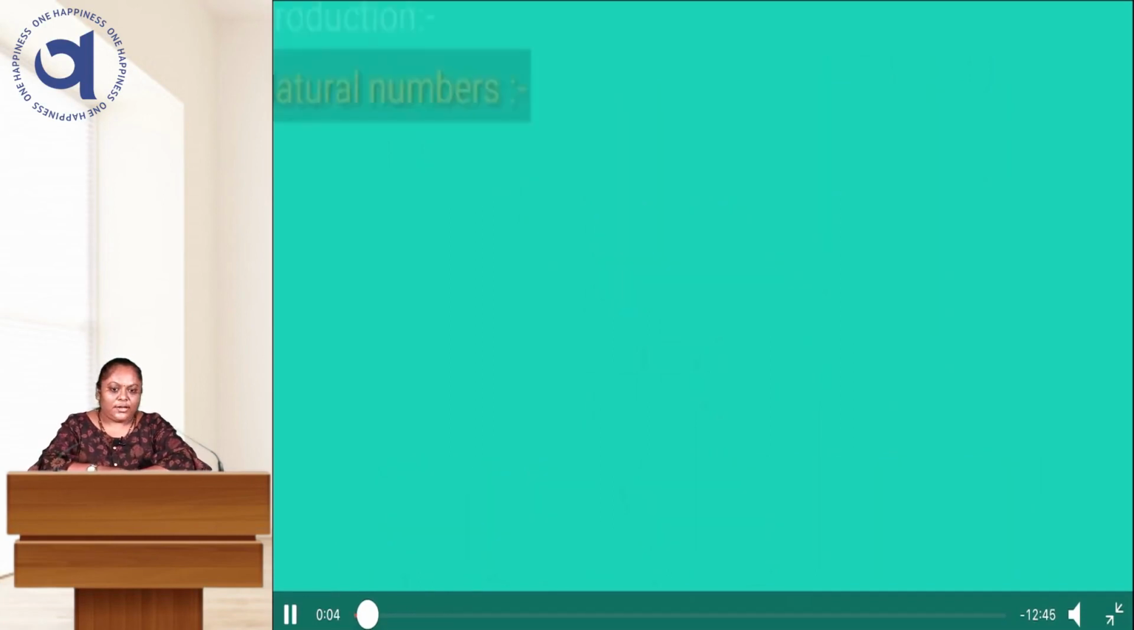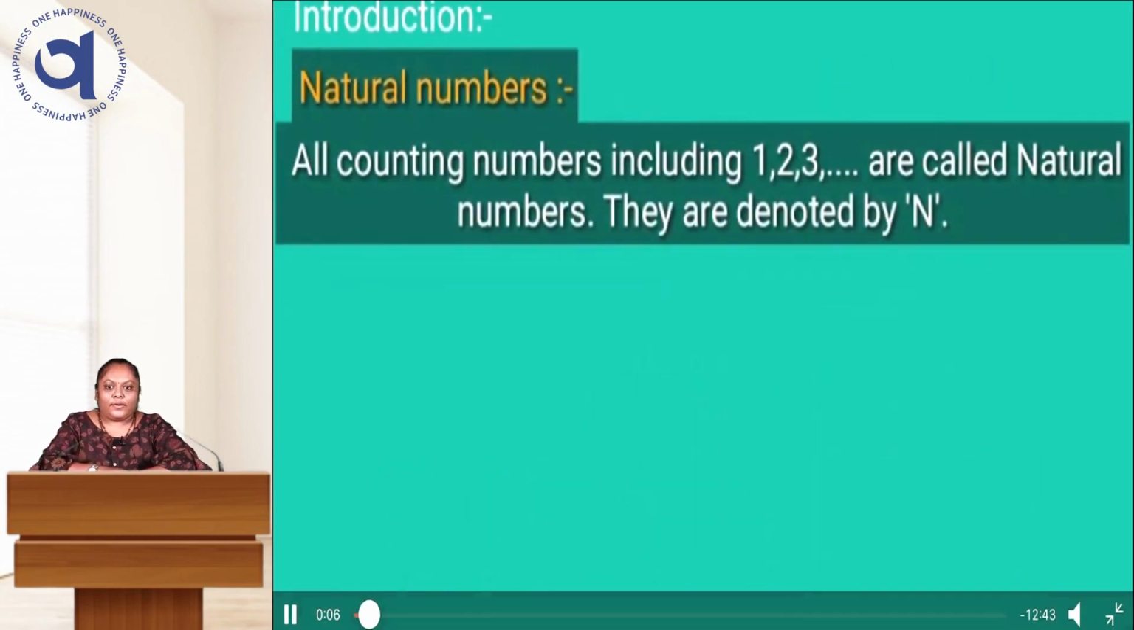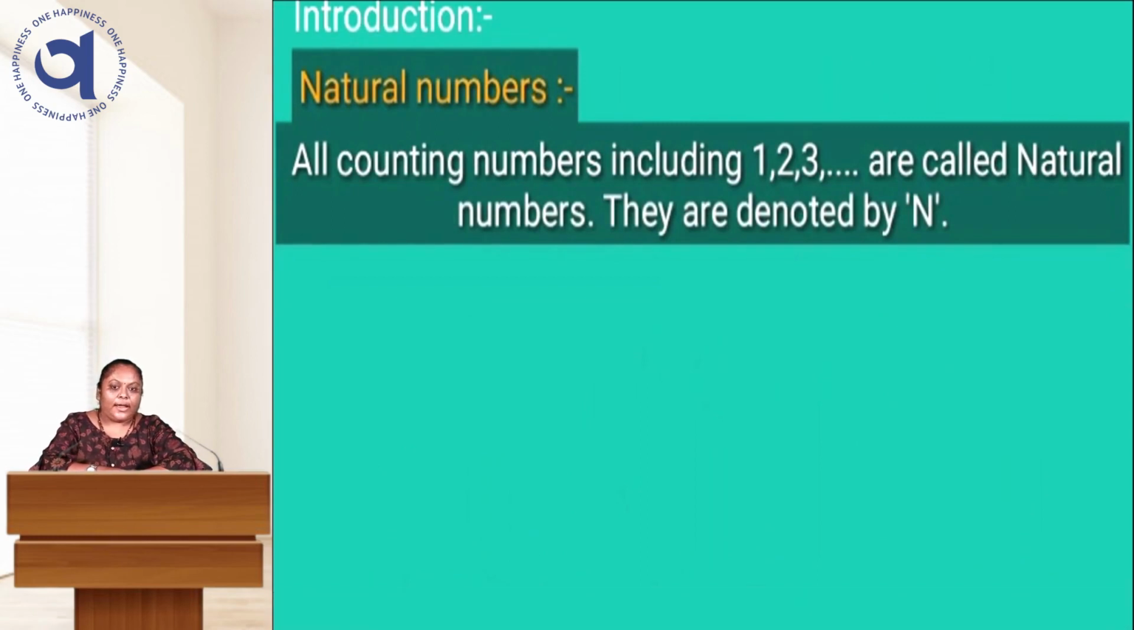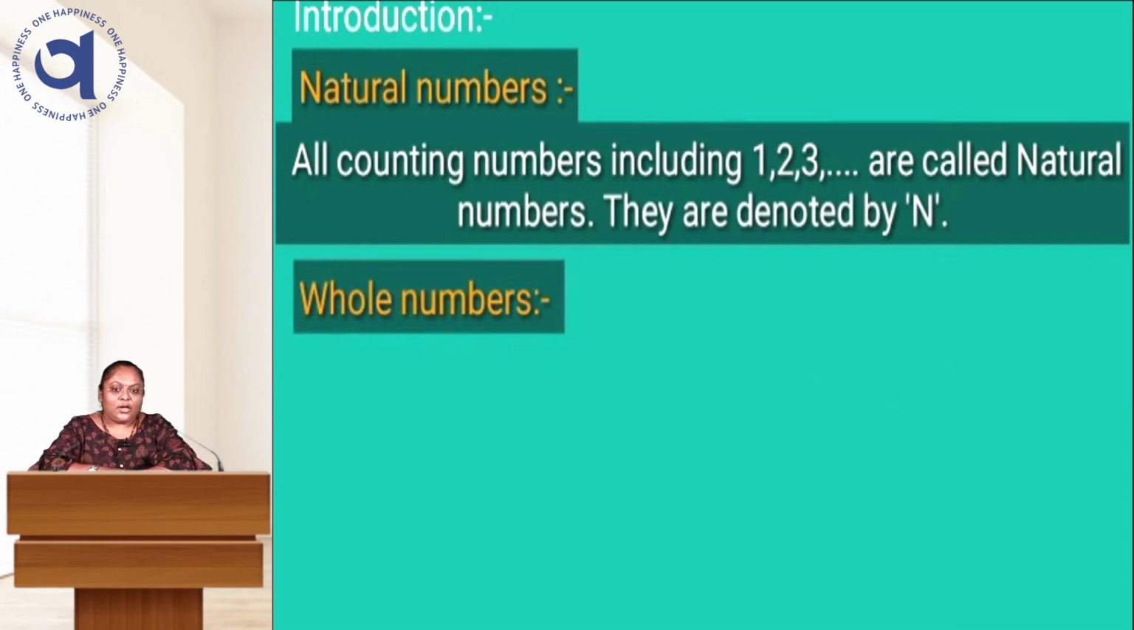So we are going to see integers. Introduction of this chapter, natural numbers. All counting numbers including 1, 2, 3 and so on are called natural numbers and they are denoted by capital N. So that means whole numbers, natural numbers and all negative numbers are included in integers.